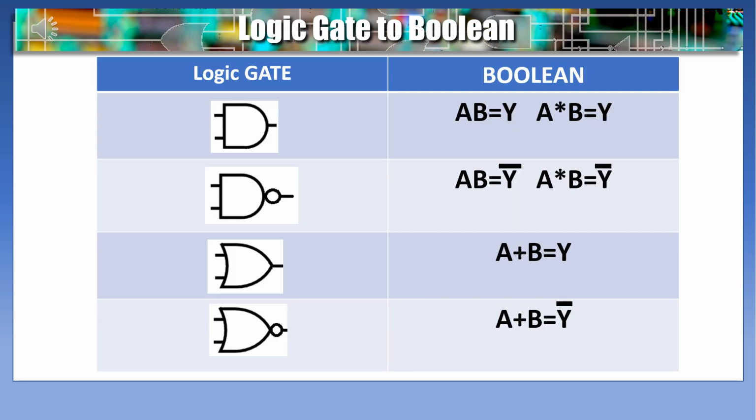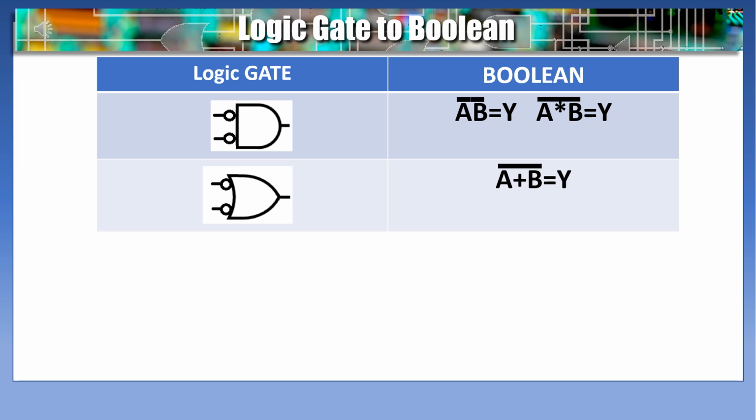Here's a table with our familiar logic gates and converting it to Boolean. We have our AND gate, A and B equals Y. Then we have our NAND gate, A and B is equal to not Y. We have our OR gate, A or B equals Y. And then we have our NOR gate, A or B equals not Y.